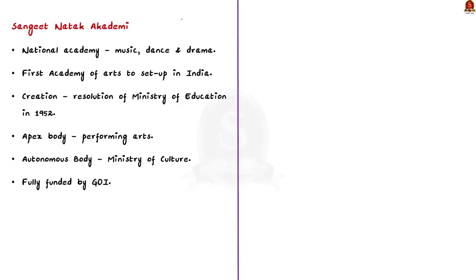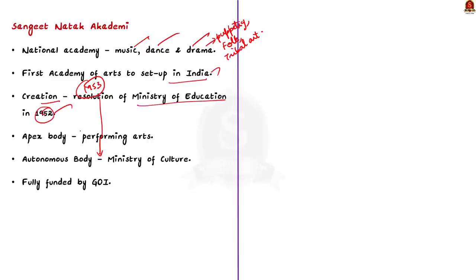See, the Sangeet Natak Akademi is India's national academy for music, dance and drama. Here, drama also includes puppetry and various folk and tribal art forms. Know that Sangeet Natak Akademi is the first national academy for arts set up by Republic of India. The academy was set up in 1953 and it is functioning as an autonomous body under the Ministry of Culture. Though it is functioning under Ministry of Culture, it was created by a resolution of Ministry of Education in the year 1952. Know that the academy is fully funded by Government of India.